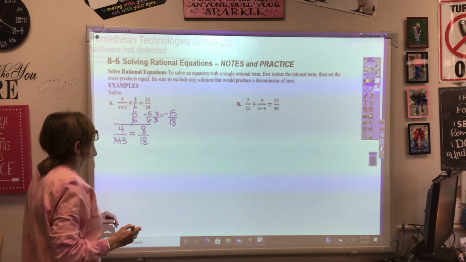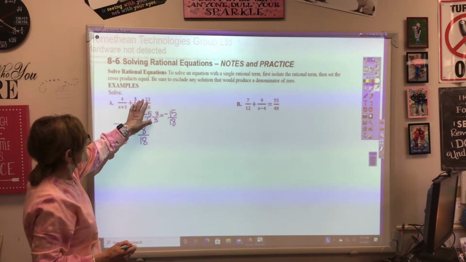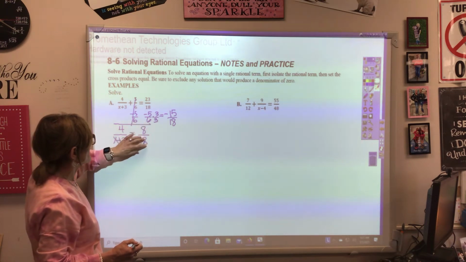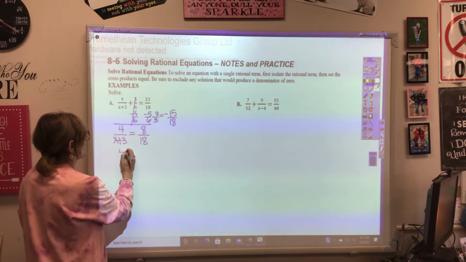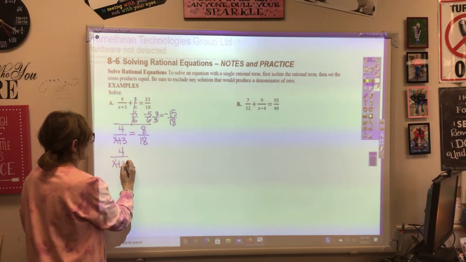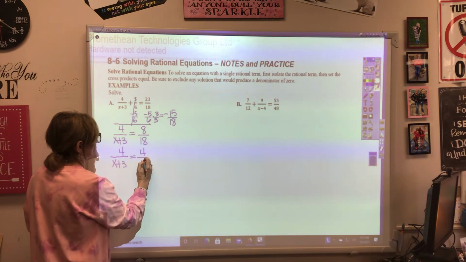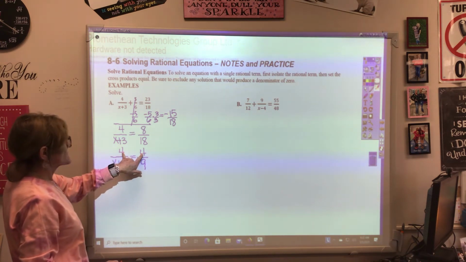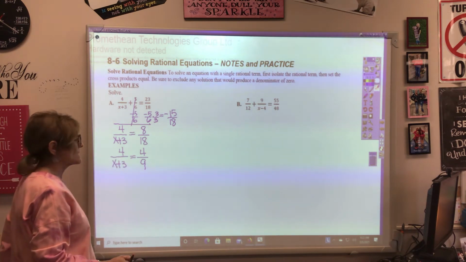Now, if you want to, you could go ahead and reduce, which the calculator is probably going to do for you. So I'm going to have to do it by hand. I can divide both of these by 2. So I'm going to have 4 over x plus 3 equals 4 over 9. Since these numerators are both the same, we don't have to set the cross products equal. That's just a redundant step.